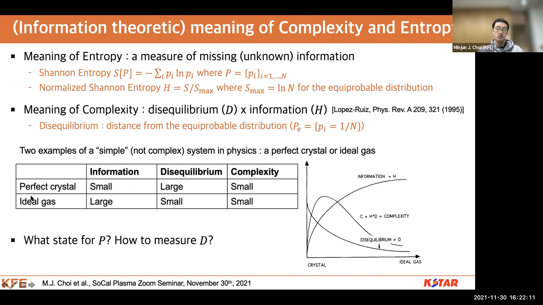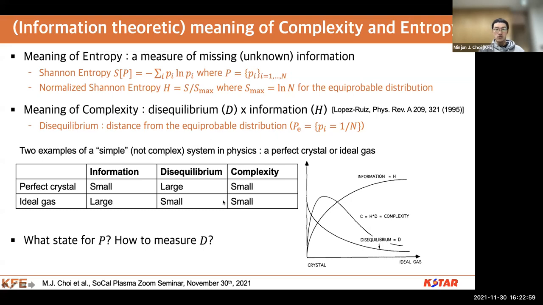The ideal gas, on the other hand, would have an equally probable distribution, probably something like this, because it has lots of degrees of freedom and can behave differently, and most states can have equal probability. So its missing information is very large. For the disequilibrium, this delta function-like probability distribution has a large disequilibrium because it is very different from the equally probable distribution. On the other hand, the ideal gas would have a very small disequilibrium because it is defined as a distance from the equiprobable distribution.